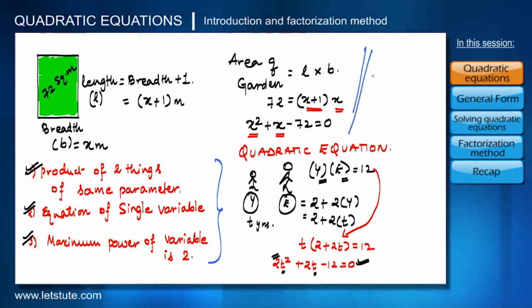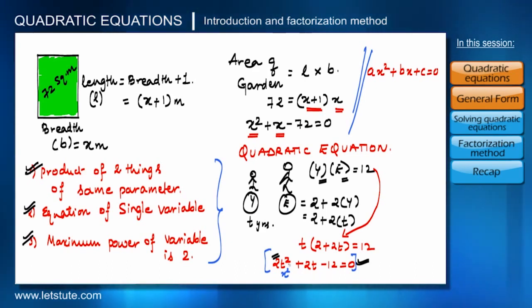So now we know what a quadratic equation is. A quadratic equation is generally written as ax square plus bx plus c equals 0. Here we need to understand that any quadratic equation can be written in this form. Like in this case, in place of x we have t in the equation, but both are variables, so that's fine.